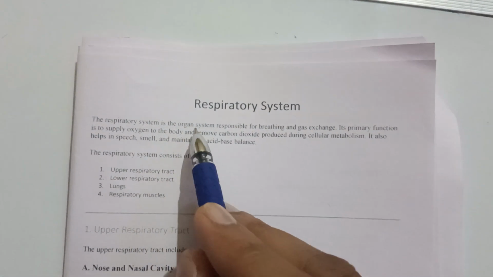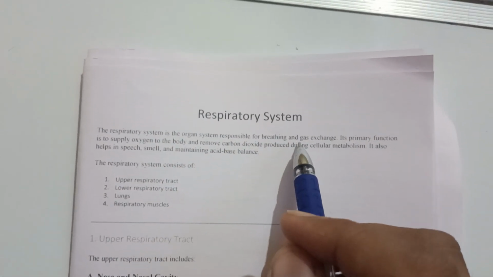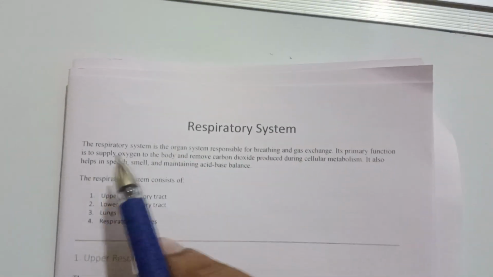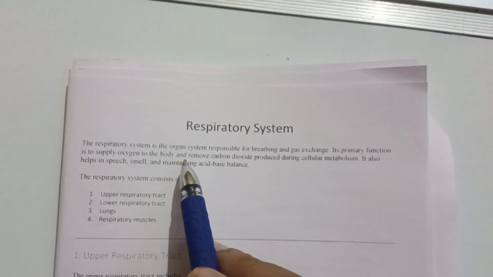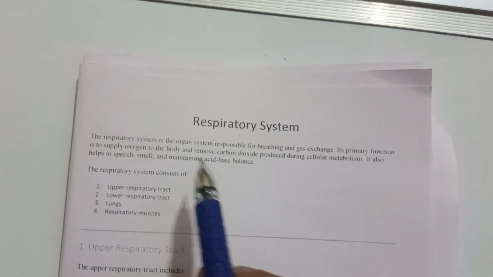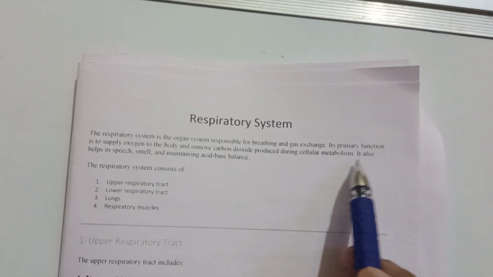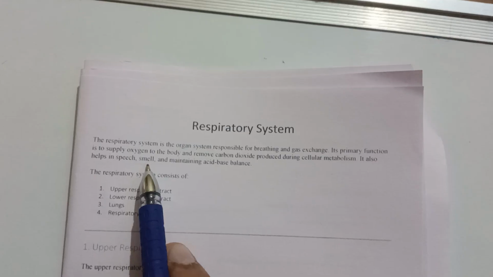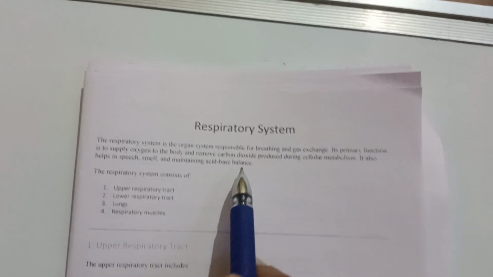Respiratory system is the organ system responsible for breathing and gas exchange. Its primary function is to supply oxygen to the body and remove carbon dioxide produced during cellular metabolism. It also helps in speech, smell and maintaining acid-base balance.